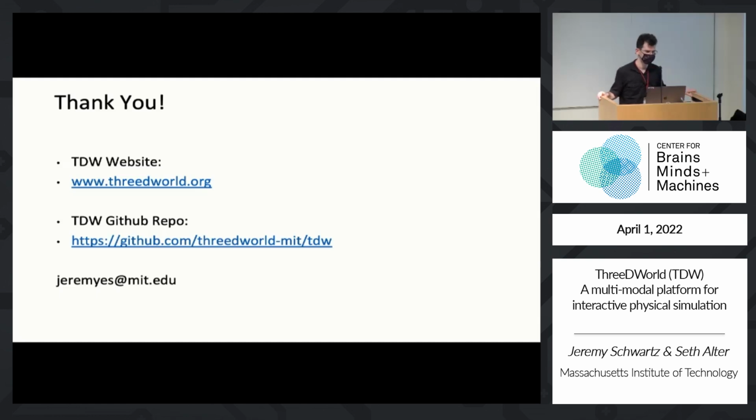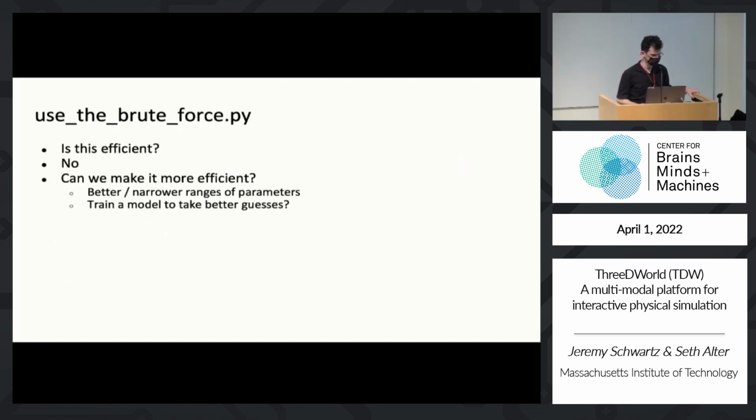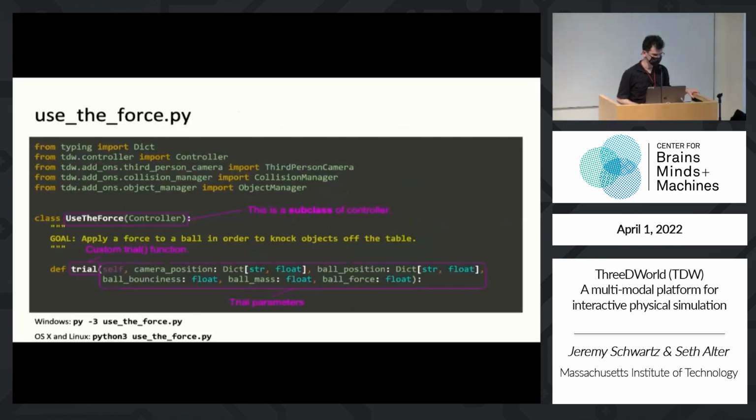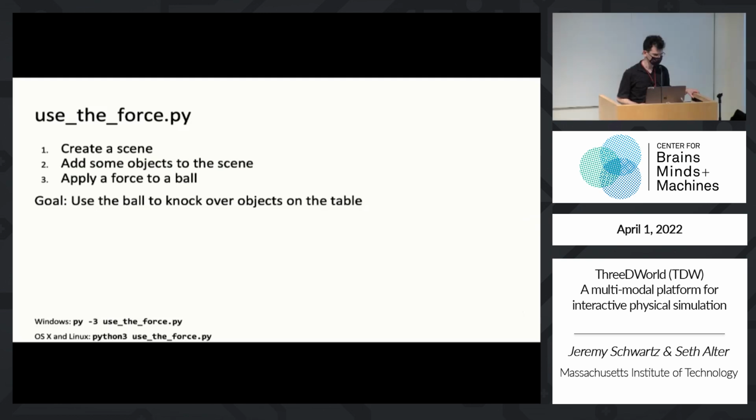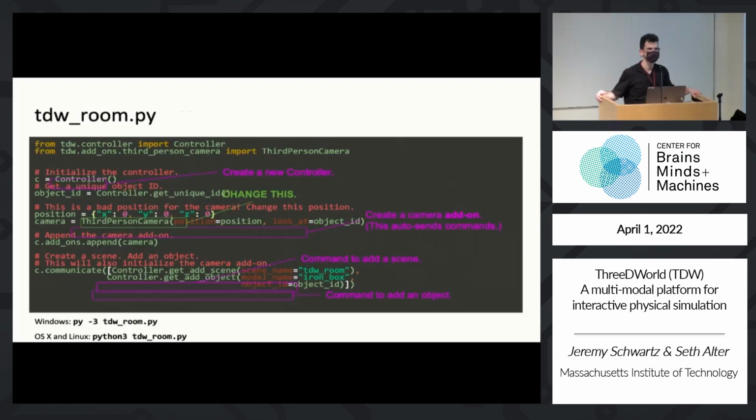What does controller.addon mean? In this example, the third-person camera, which you can see in the middle of the slide, is an add-on. Add-ons are not controllers, but they get tacked on to the controller in this list, controller.addons, which is a list. And all the add-ons in there send commands per frame.